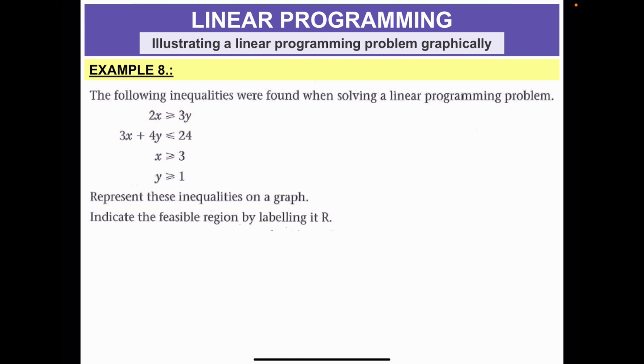So now example 8 is a similar story. Take the second half of the paper I gave you and please do it again. You need to indicate the feasible region by labeling it R. Do not forget this, because otherwise the 1 mark is off on the real exam or on the paper. Okay, so again I'm going to cut and I will switch to the PDF file.